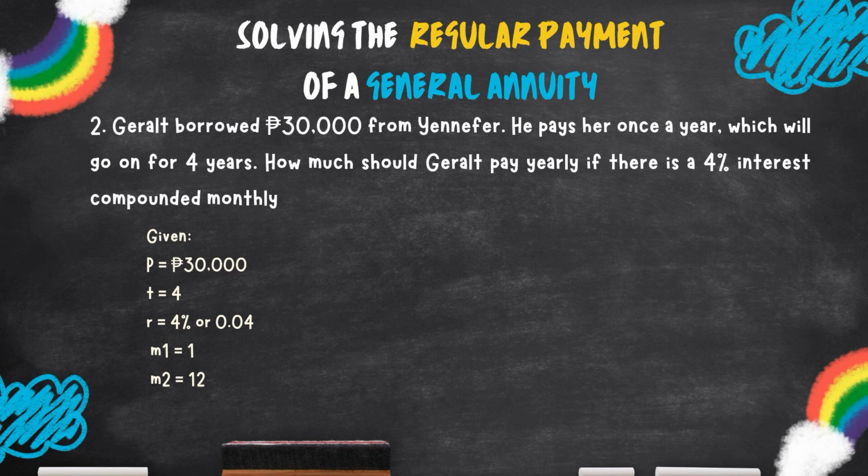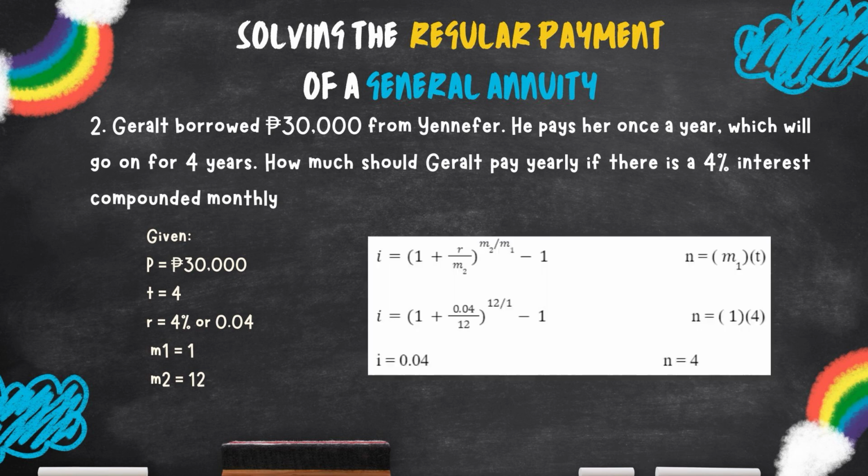For our time we have 4. For our rate 4% or 0.04. M sub 1 is 1, while M sub 2 is 12. Now let's get the periodic rate and the number of conversion periods. For the I, if we substitute it, we have 1 plus 0.04 over 12 raised to the power of 12 over 1 minus 1. And we have an I of 0.04. On the other hand, with the N, we have 1 times 4, and that's going to give us 4.